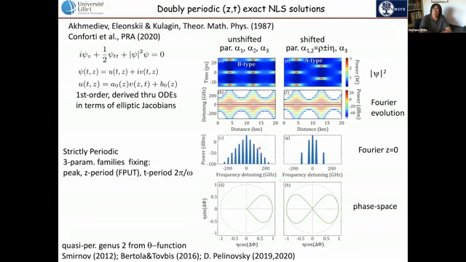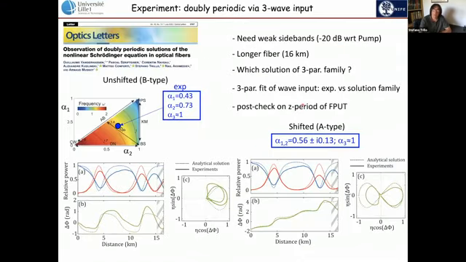So the problem is how can you say that they actually describe your experiment, my experiment actually. If we want to say that the experiment is described by this solution, you have to have very weak sidebands, minus 20 dB with respect to the pump. That means one order of magnitude smaller than what we used before. This means that we need a longer fiber.